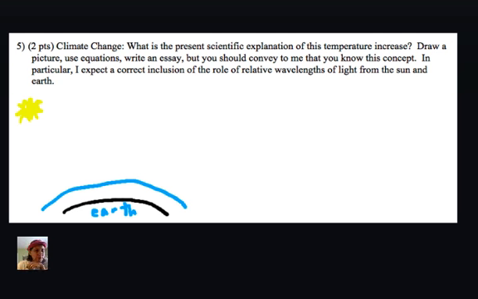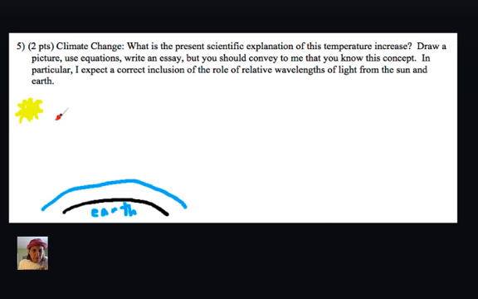Okay, so this question is about the scientific explanation for the temperature increase of what's called climate change. So draw a picture, use equations, write an essay, but it's supposed to talk about this concept. So this is the way I would explain it, but there are lots of different ways to explain it.